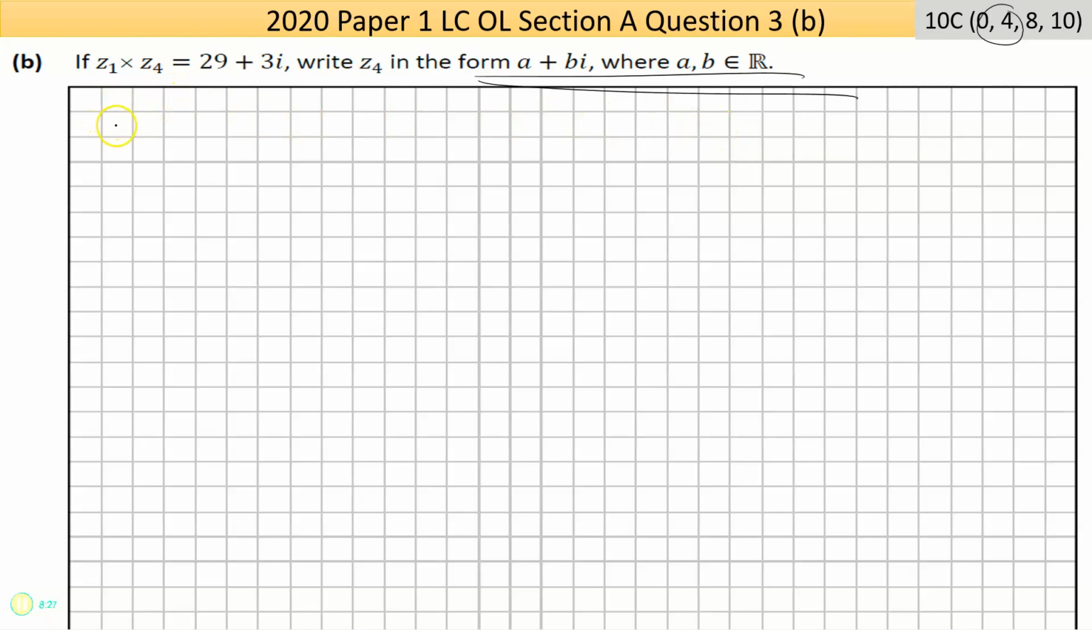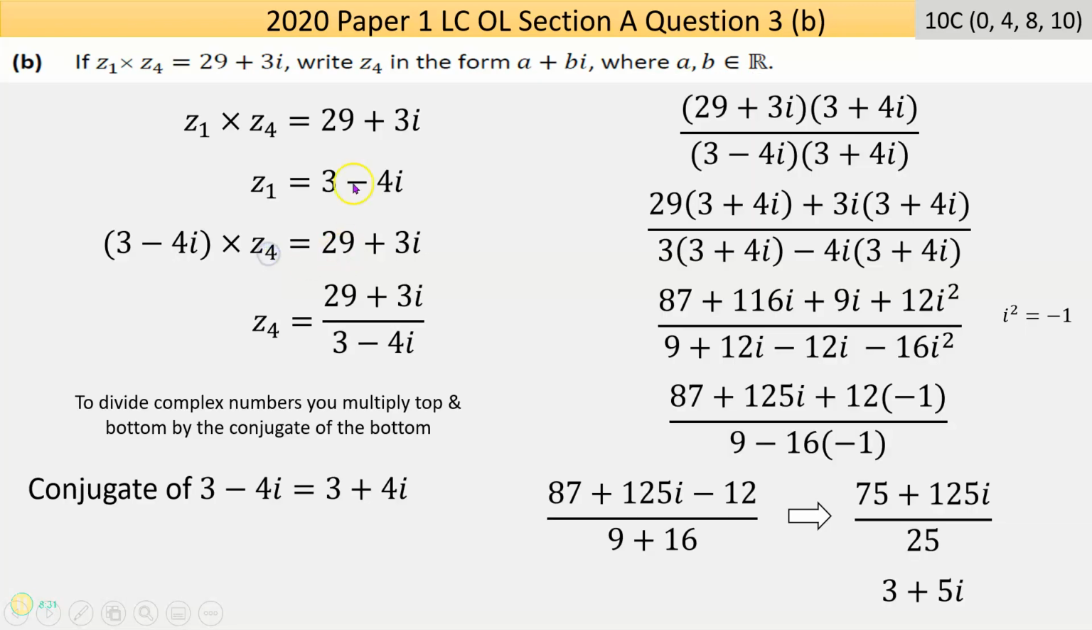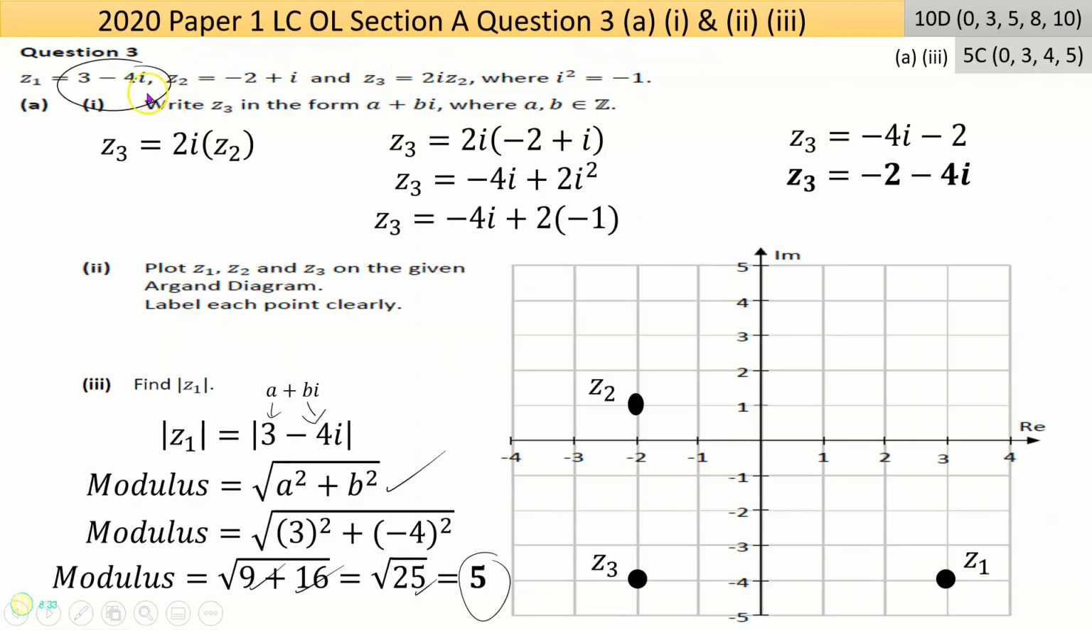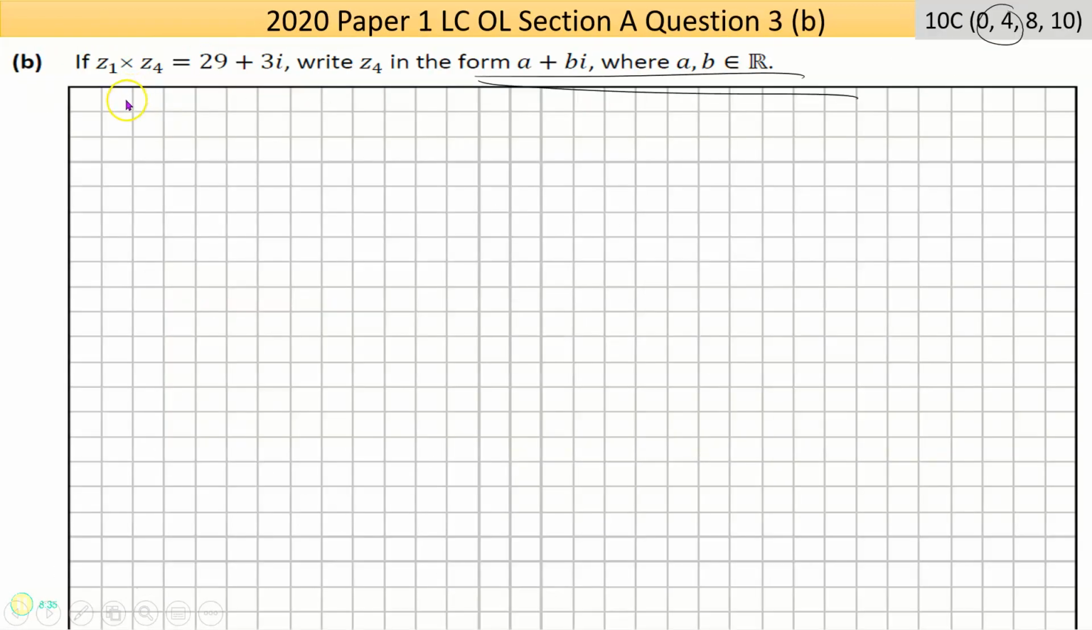So look, I can BS this to a certain extent. And if I go back one page, that's the answer. Z1 is 3 minus 4i. So that's saying if I multiply 3 minus 4i by Z4, that equals 29 plus 3i. Now, by substituting that in, I can't remember exactly from the scheme, but I can't see why you wouldn't get the low partial. And then you can start off from there.